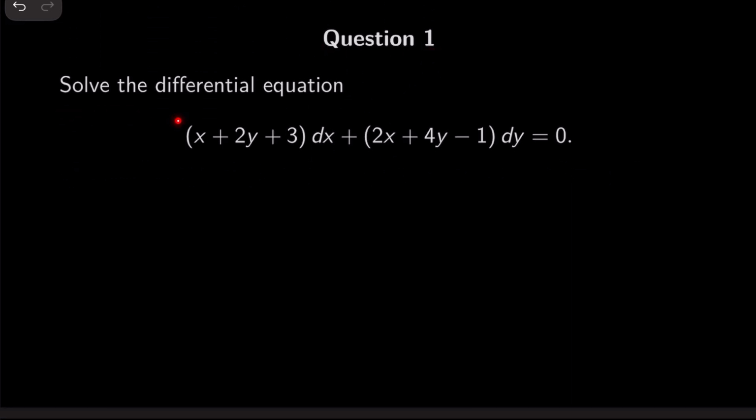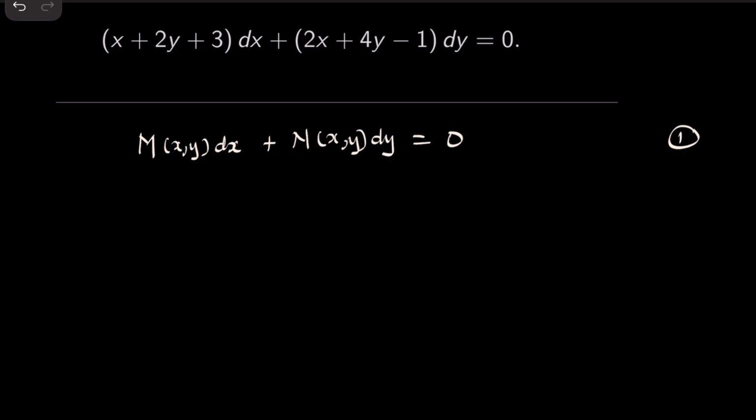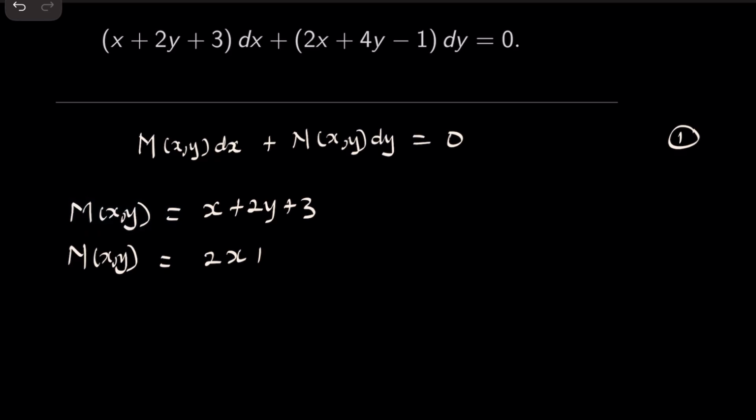With our first question, we have to solve the differential equation (x plus 2y plus 3) dx plus (2x plus 4y minus 1) dy is equal to 0. To solve this differential equation, we must first compare our differential equation to equation 1 in order to get the coefficients. And so from equation 1, we have M(x,y) to be x plus 2y plus 3 and N(x,y) is equal to 2x plus 4y minus 1.